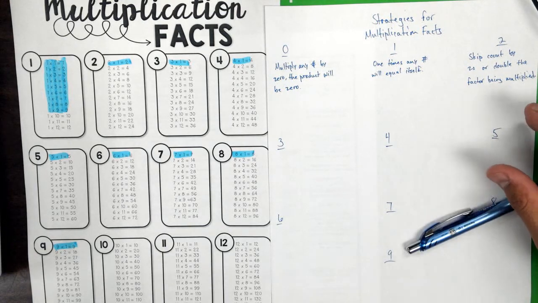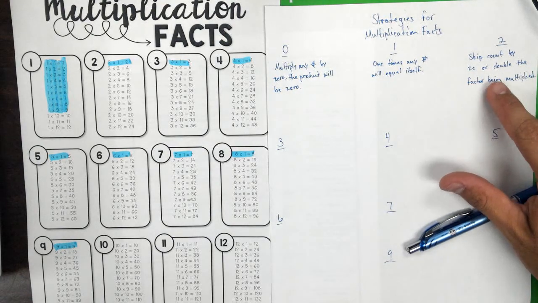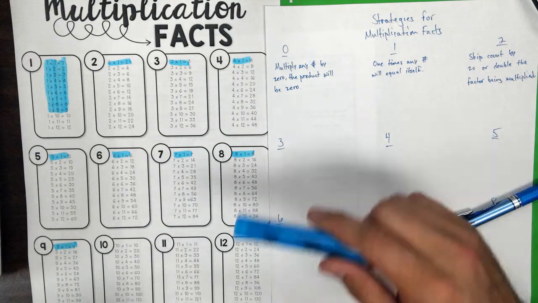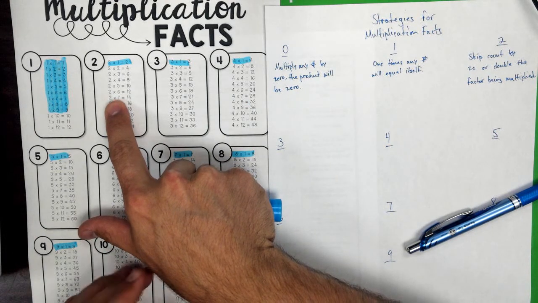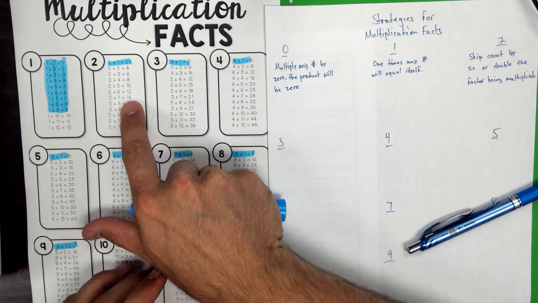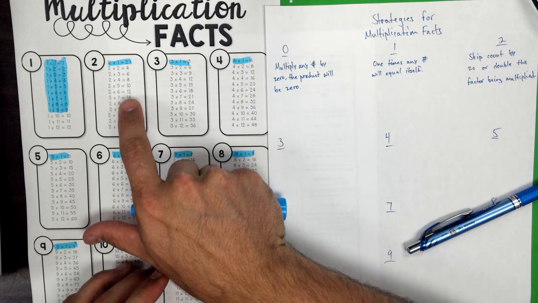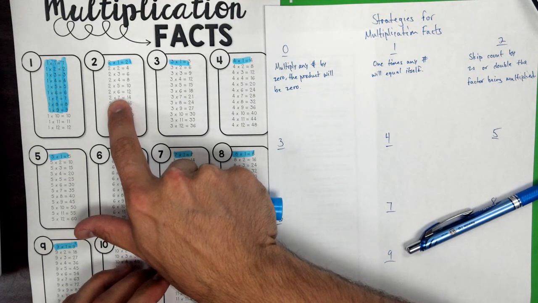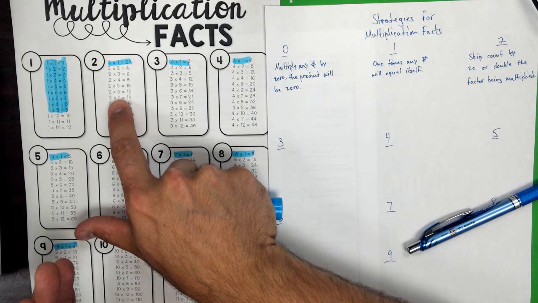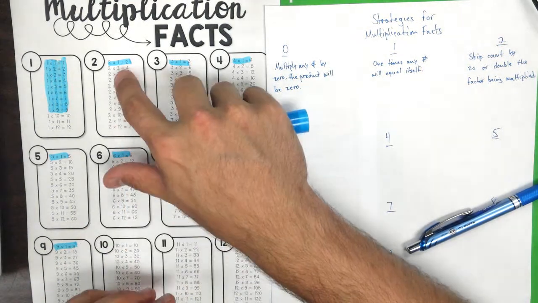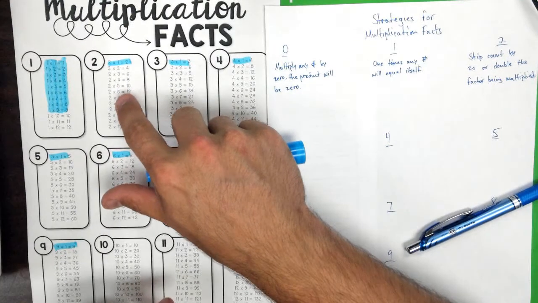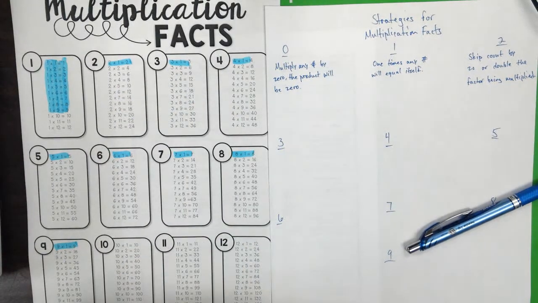When we double, we want to double the factor that's being multiplied. So for example, if we take 2 times 7, we can skip count by 2s 7 times to land on 14. Or we can take 7 and double it, or think of it as 7 plus 7, to make 14. So we're doubling the factor that's being multiplied by 2 to find that product.